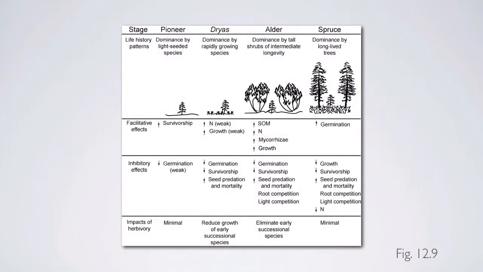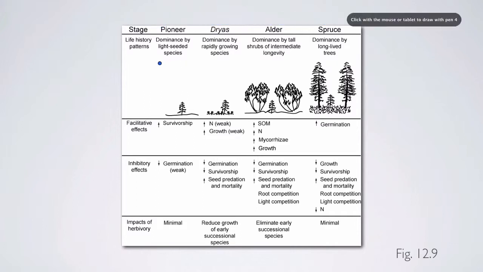This is figure 12.9, and it shows the interaction of life history traits, competition, facilitation, and herbivory in causing successional change after glacial retreat in Glacier Bay, Alaska. So as we work across here, we're going across time or distance from the edge of the glacier. So we have the pioneer and then other different stages.